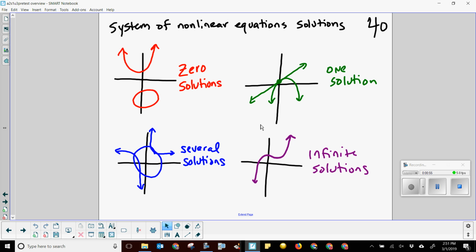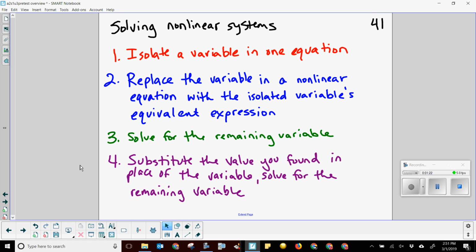Systems, basically you're looking for how many times they cross. If they don't cross at all, no solutions. If they touch once, it looks like it would touch multiple times, but that's because I can't draw real well. One solution. If they do something like this and touch more than once, they just probably say several solutions. And this says infinite solutions because it only looks like one thing when in reality it's the same thing sitting on top of itself. So there's the 4 different ones there.